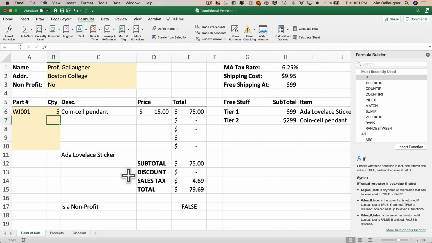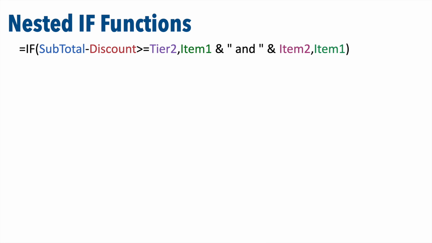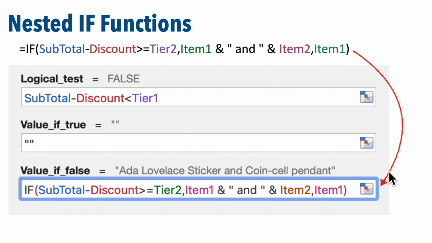But we shouldn't have anything in there because we've fallen below the tier 1 subtotal. So how do we solve this? Well, to do so, we're going to create a nested if function. What we're going to do is take the if function that we've already written that works properly, and put this inside one of the parameters of another if function.